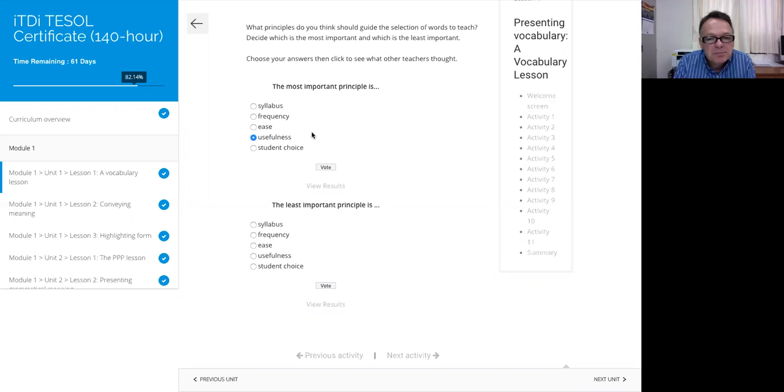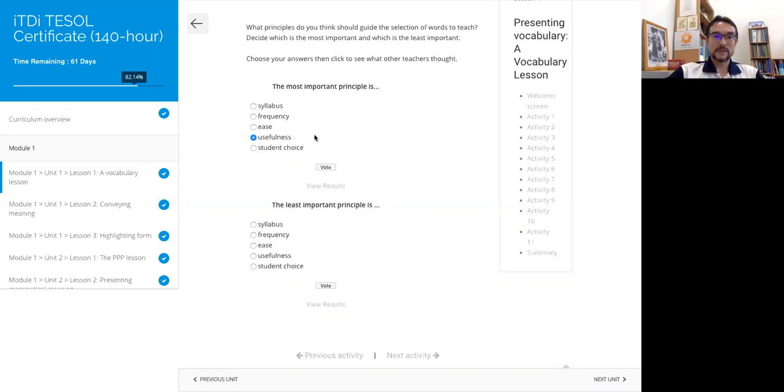I chose usefulness over student choice just simply because sometimes with student choice, they don't always know what is useful or what is going to be of value to them. Yeah, that's valid.